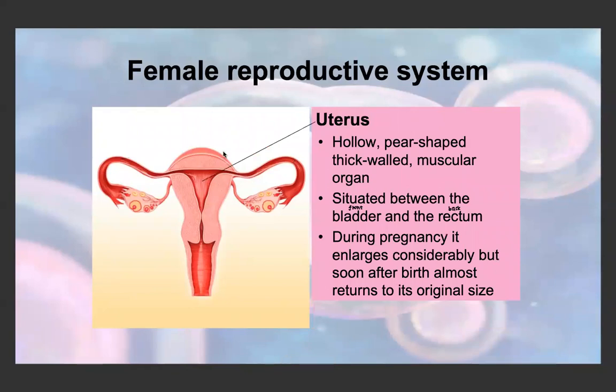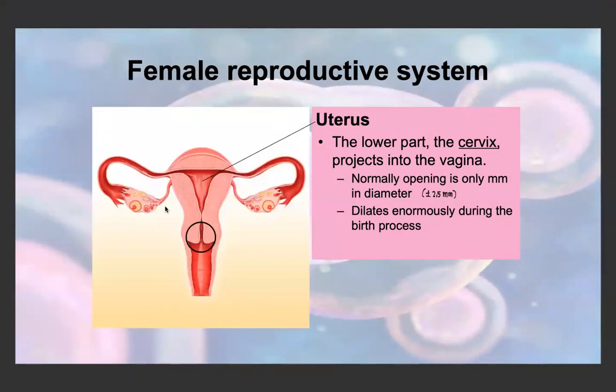If we then look at the uterus, this is quite an important structure. It is hollow, pear-shaped, thick-walled, and muscular, and each of these structures has a specific function. It is found between the bladder and the rectum, and it enlarges considerably during pregnancy, but then it transforms back to its original size. So we can see that it's elastic.